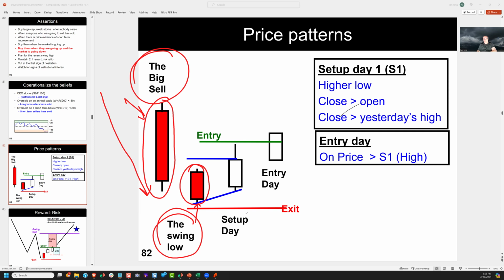The setup day has to have three qualities. It has to have a higher low. So when I look at this one, I say the low today of the setup day has to be higher than the low of the swing low day. So that's the first piece of price improvement. It made a higher low. Check or hold?